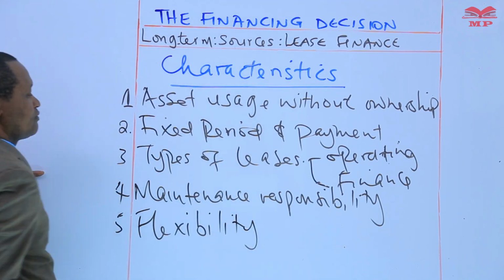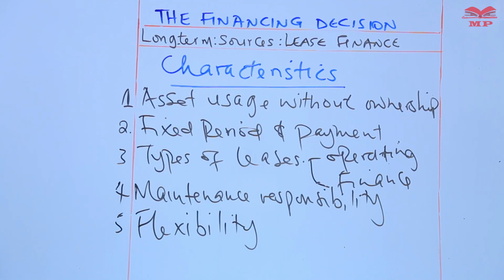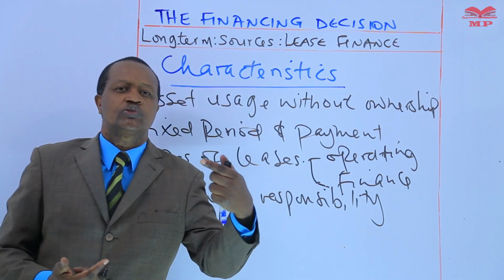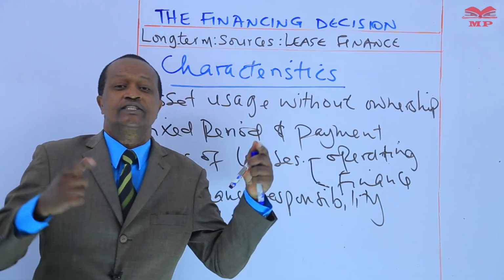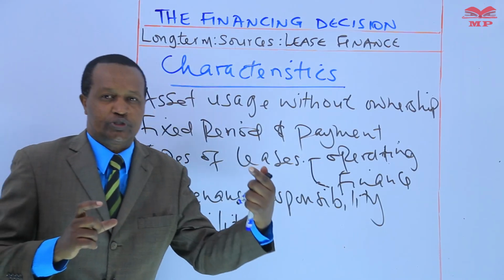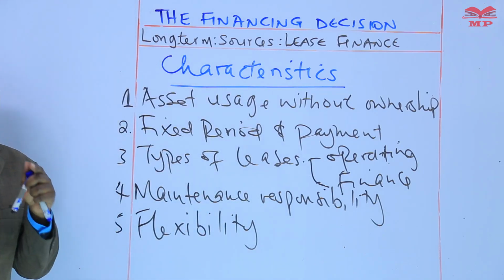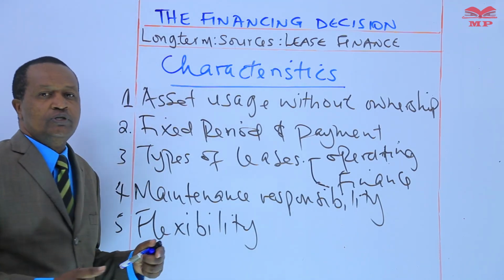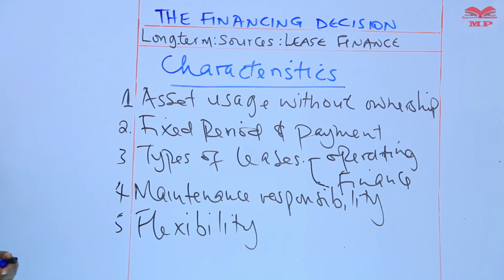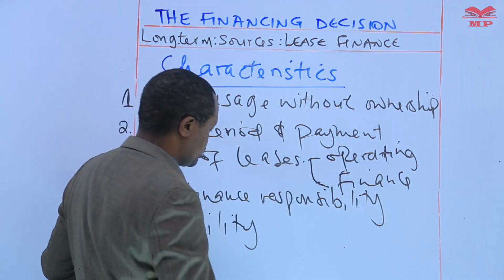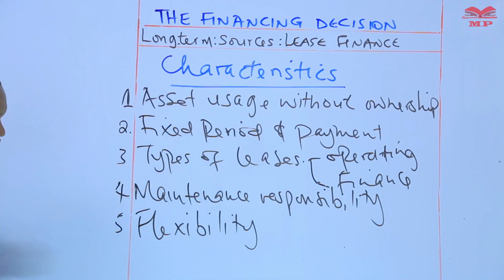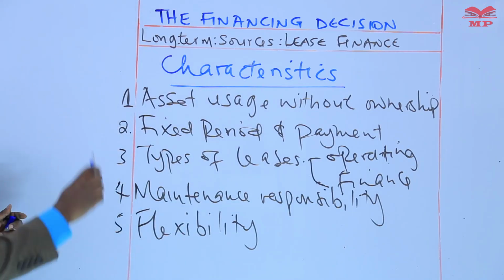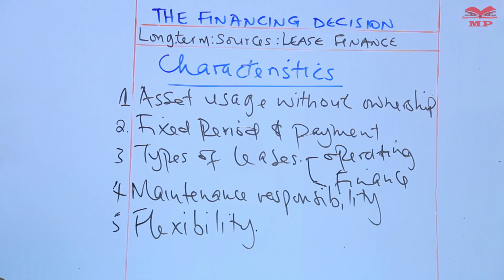Five, flexibility. Lease finance provides flexibility, allowing businesses to do what? To acquire assets without having to pay a large upfront capital outlay. And that is particularly beneficial for companies with budget constraints. Companies are able to have access to assets without necessarily having to pay large sums of money upfront. Flexibility. So these are five characteristics.